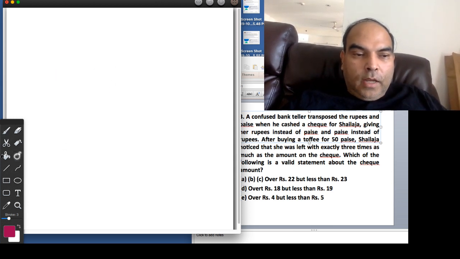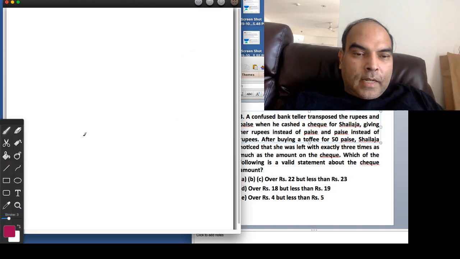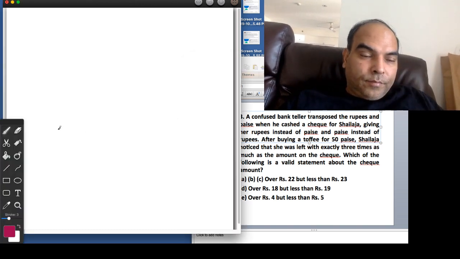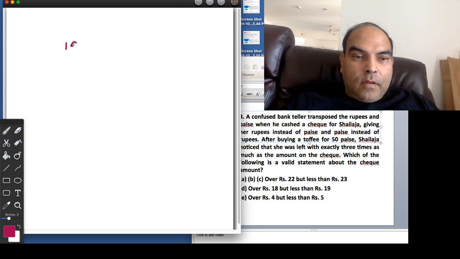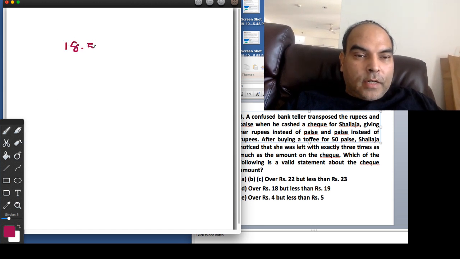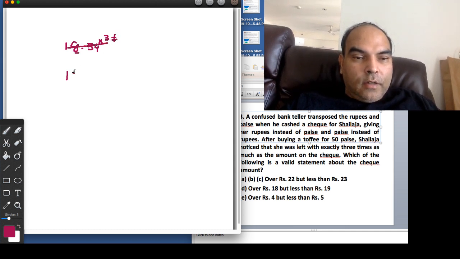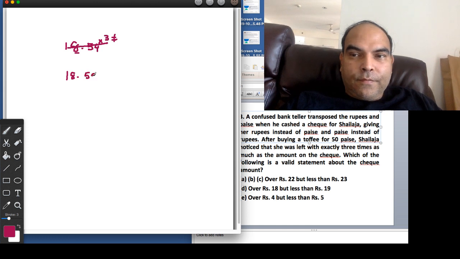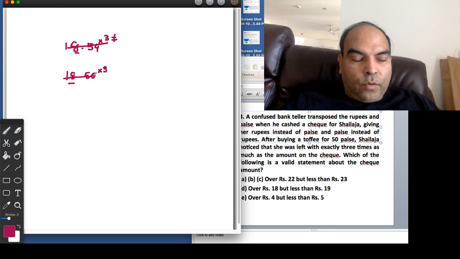So we go to option D, over 18 but less than 19. Over 18 but less than 19. So 18 to 19, the numbers to consider are 1854. Into 3 does not match the 8 required here, so no unit digit match here. 1855 into 3 does not give me an 8, so no unit digit match here.